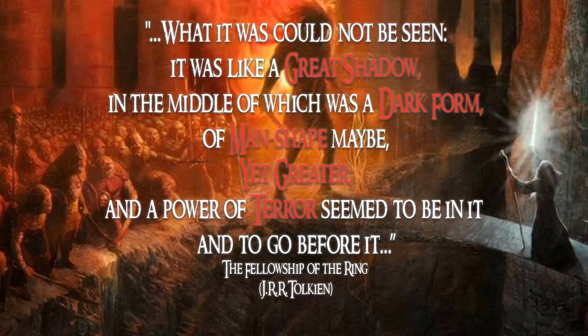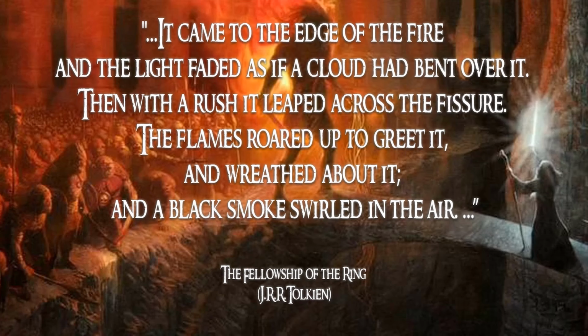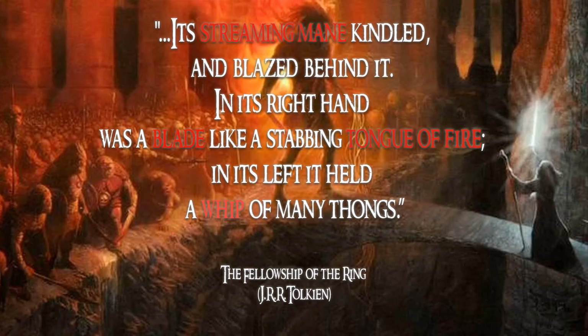What it was could not be seen. It was like a great shadow, in the middle of which was a dark form, or man-shaped maybe, yet greater. And a power and terror seemed to be in it and to go before it. It came to the edge of the fire, and the light faded, as if a cloud had bent over it. Then, with a rush, it leapt across the fissure. The flames roared up to greet it and wreathed about it, and a black swirling smoke in the air. Its streaming mane kindled, and a blaze behind it. In its right hand was a blade like a stabbing tongue of fire. In its left, it held a whip of many tongues.